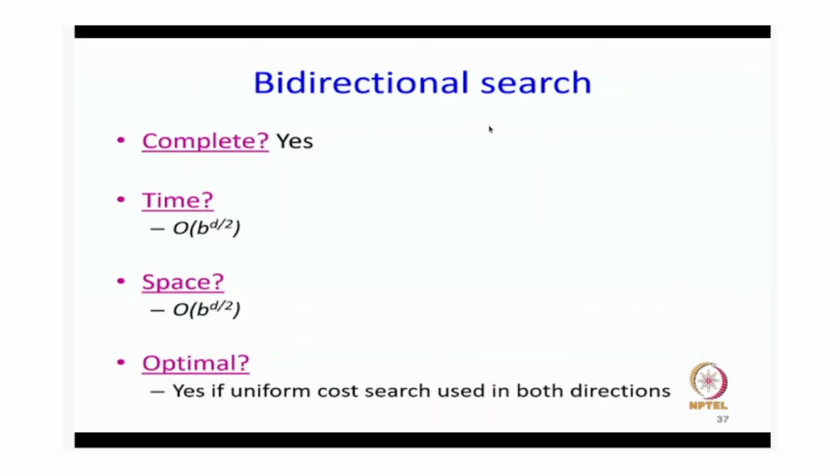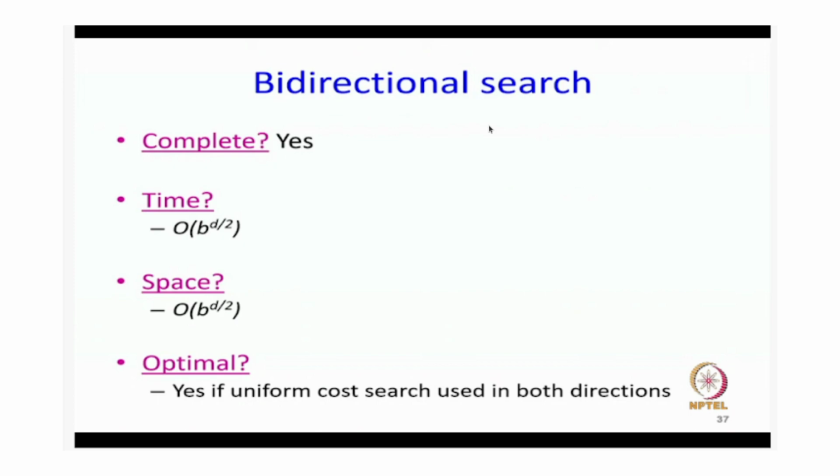So this is the bidirectional search. You are searching in both ways. You are doing forward search, you are doing backward search. It is known as a bidirectional search. Is it complete? Given a problem, does it always find a solution if it exists? The answer is yes, it will.